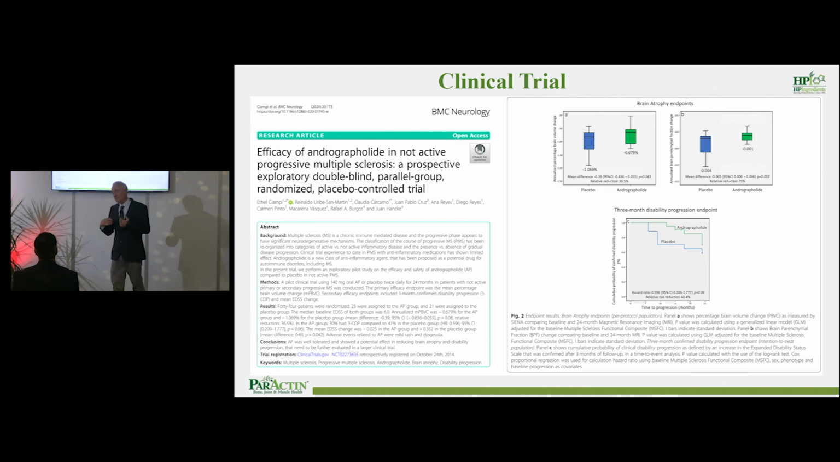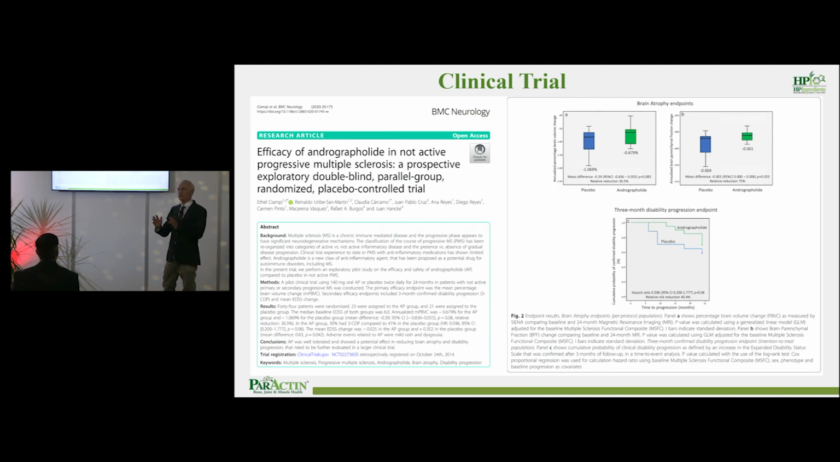So the group of scientists and specialists in neurology also decided to test the effect of the pure compound, that we now call neuroactin, in the progressive form of the disease. So we did an exploratory double-blind parallel group randomized placebo-controlled study in non-active progressive multiple sclerosis. These are patients that normally there is nothing they can be given. They have a disability scale of almost 6 on the McDonald scale, which means that practically some of them are in a wheelchair. And what we measured here is brain atrophy.